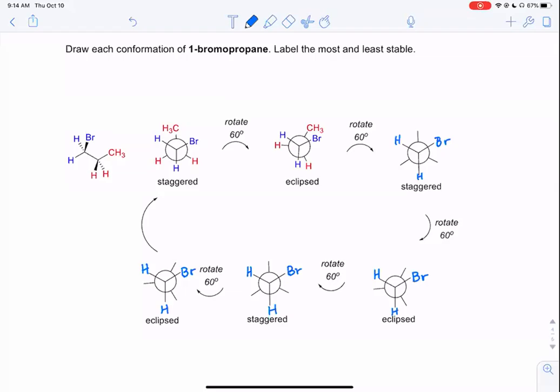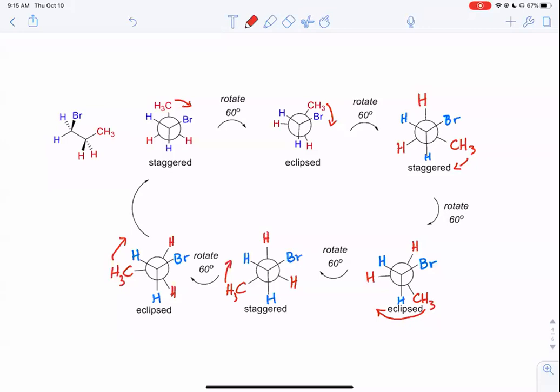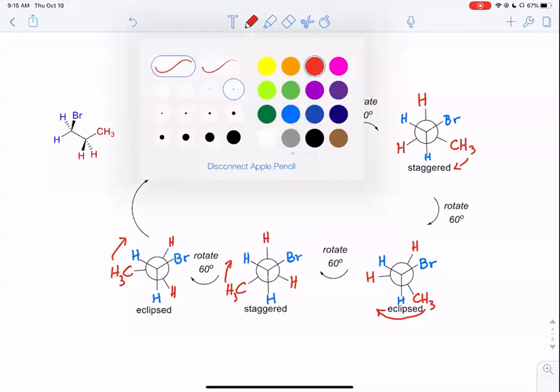First thing to do is to add in what hasn't changed. So we're going to hold that front carbon with the bromine still, and we're going to rotate the back carbon, the stuff with the methyl and the 2 hydrogens in red. So that's first. Here are all of the completed Newman projections showing rotation around our 2-3 bond, or I guess in this case it's a 1-2 bond.